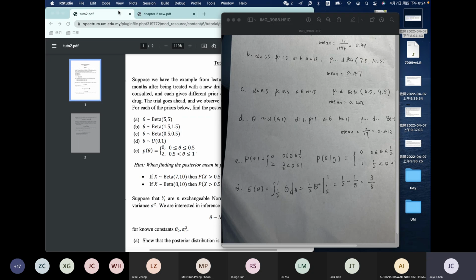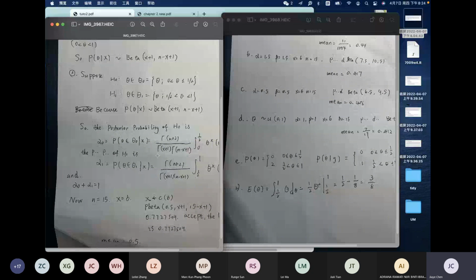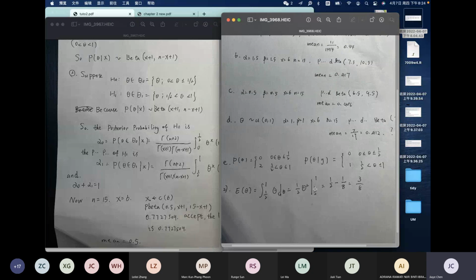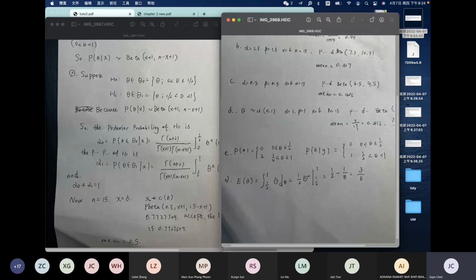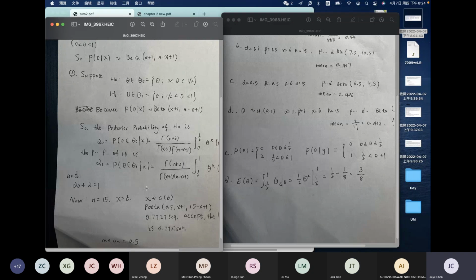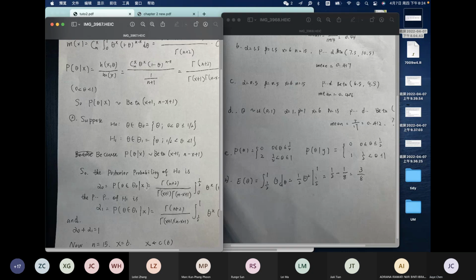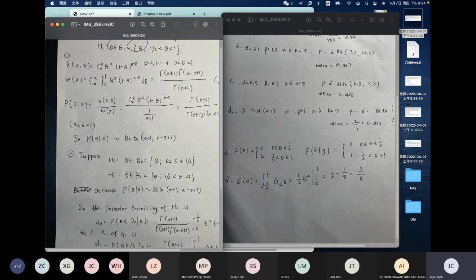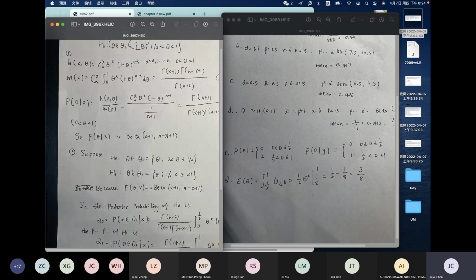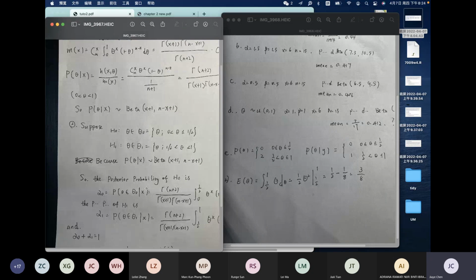Can you show me your answer again? I have two kinds. The first one, I'm not sure it's right or not. It's simple because when theta is between 0 and 0.5, it's wrong. Positive theta is 0 and then it's 1. So the expectation is very easy. But the other one I thought of is not correct.